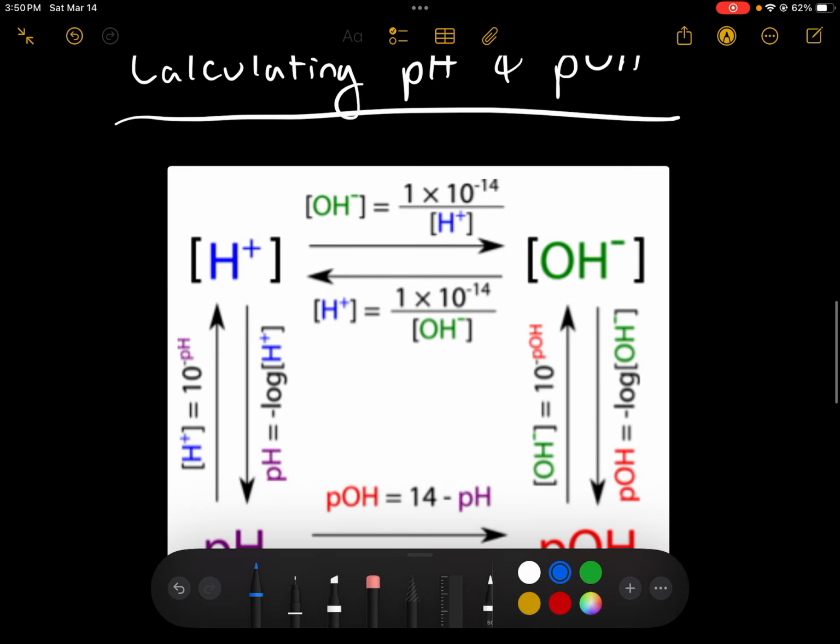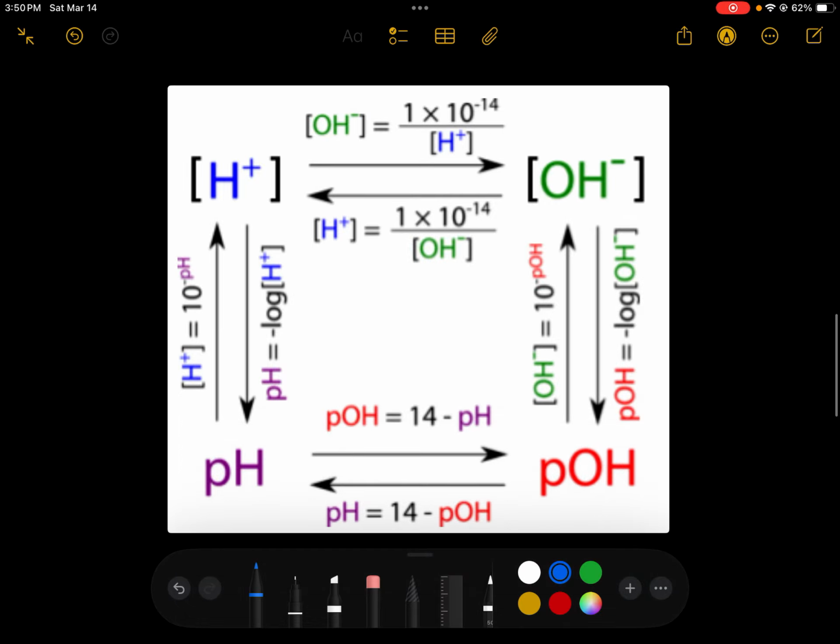In terms of how to calculate pH and pOH, I have this fun little map here. And if you took baby chem with me, you already have this map. You've seen it before because we did a bunch of these calculations back then. The first thing to pay attention to is up here at this side. It says H+ concentration.